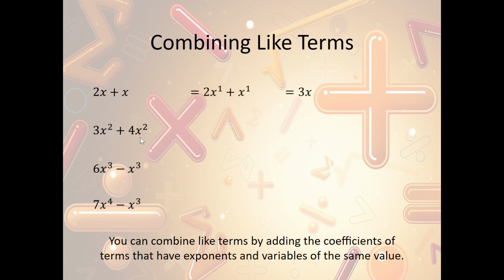We have 3x squared plus 4x squared. Again, same variable, they're both x's. And the powers match, so we just add the coefficients. That's 3 plus 4, which is 7x squared.